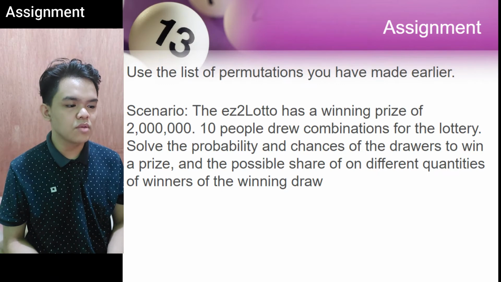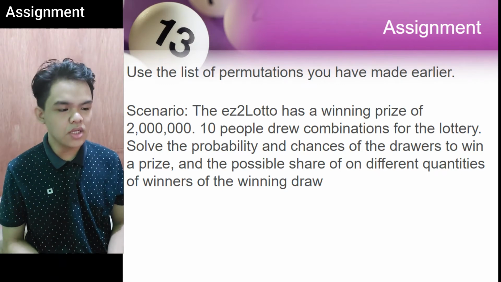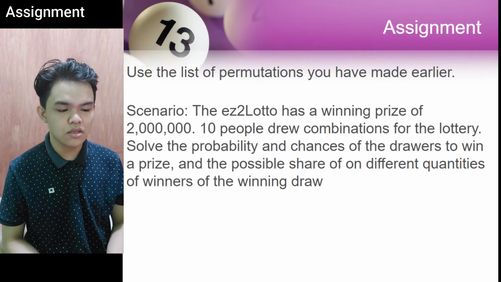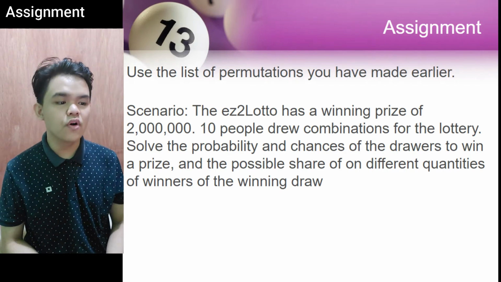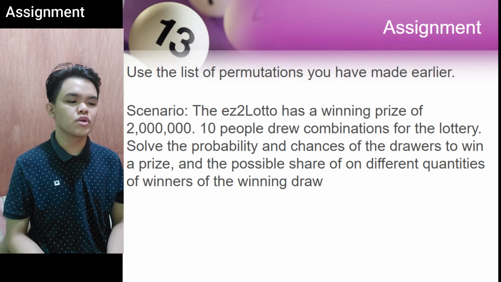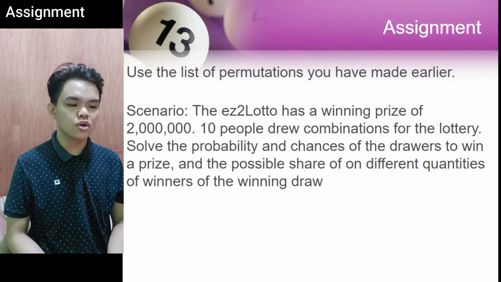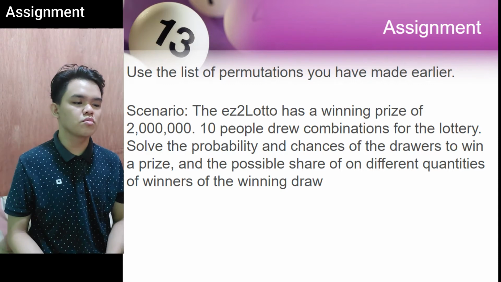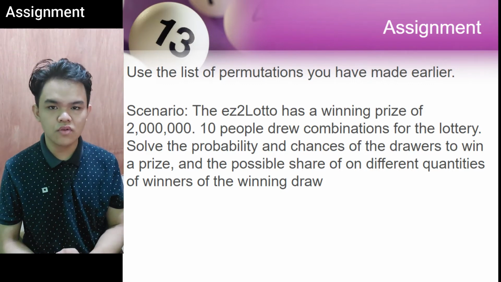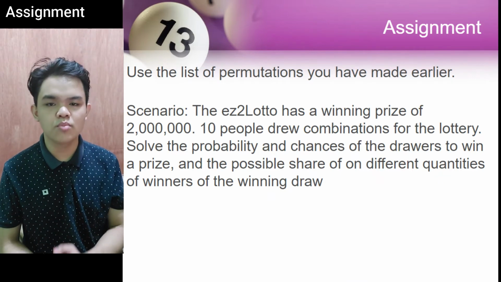The students will then be asked to solve the probability and chances of the drawers to win a prize. In addition, the students will also solve all the possible shares on different numbers of winners of the winning draw. The winning draw of the whole lottery scenario will be given to the students tomorrow. It will become an introduction for a new topic, which is the probability.